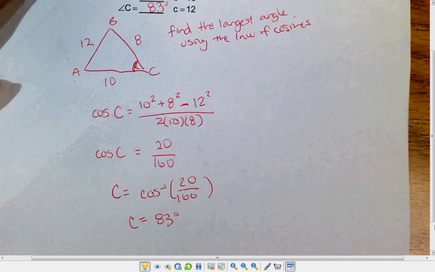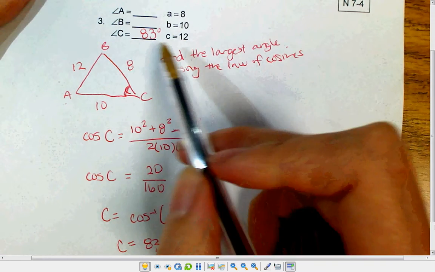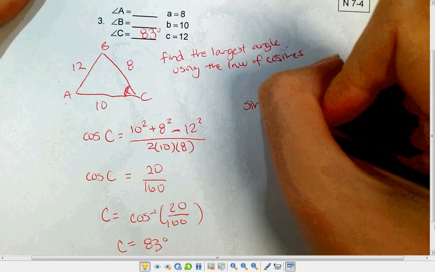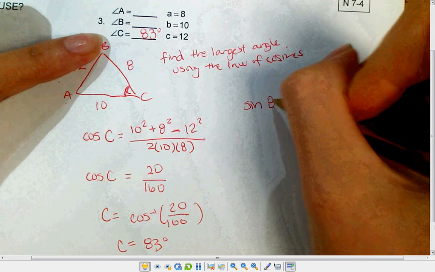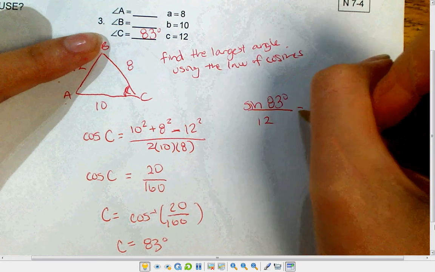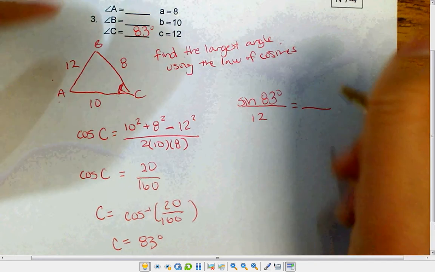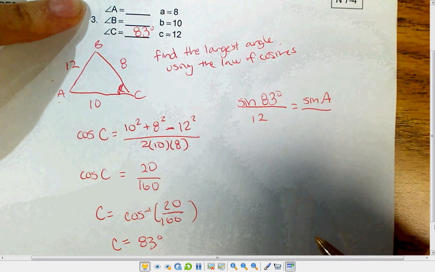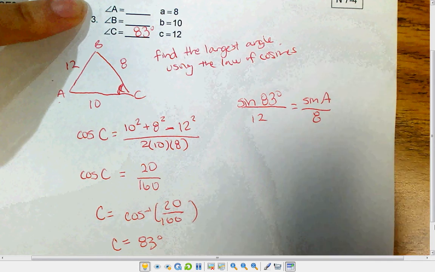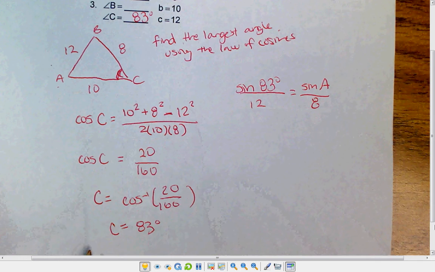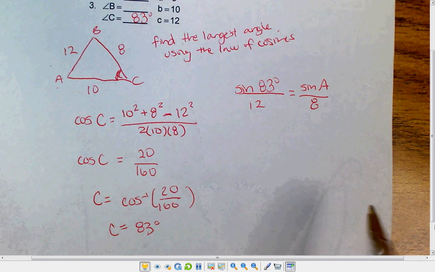And now that we have a pair, C and C, we can go back to using our law of sine. So sine of 83 over 12 equals. So at this point, now it doesn't matter which one you choose. You can start with the smallest one. So if we wanted to find sine of A, if we're solving for angle A, we can use 8. But once you get the largest one out of the way, it doesn't matter anymore, because there's no way you could have two obtuse angles in a triangle.